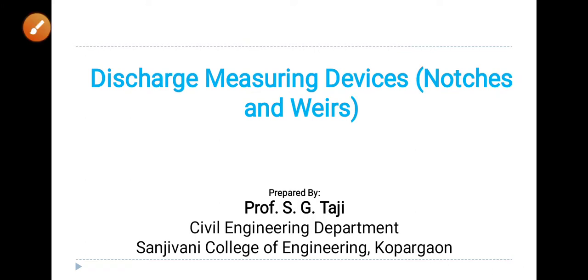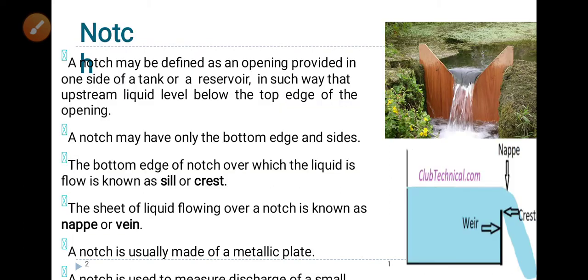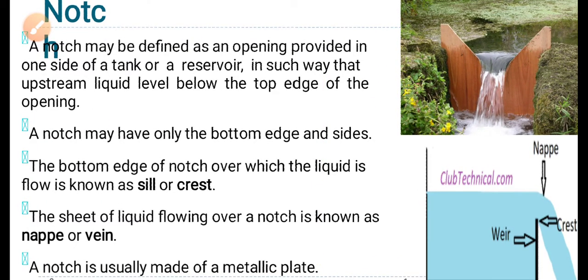We shall see today discharge measuring devices, that is notches and weirs. In fluid mechanics 1, you must have used notches in the laboratory to measure the discharge. It could be rectangular, triangular, or trapezoidal shape. Triangular notches are also known as V notches. Okay, we will continue.